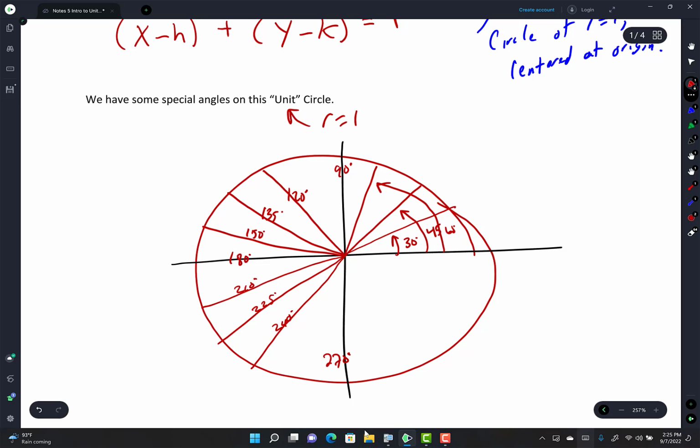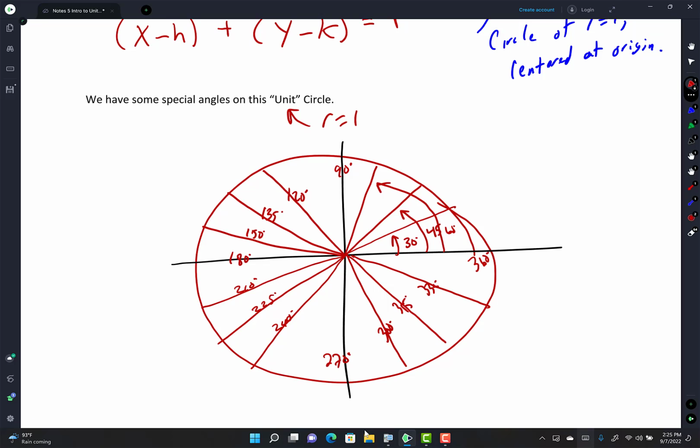See? And then add another 30-degree gap, that's 300. And it's not to scale, don't worry. And then 315. Then 330. And then if you go another 30 degrees, that should be your full revolution, 360. Do you see how we did it, guys?